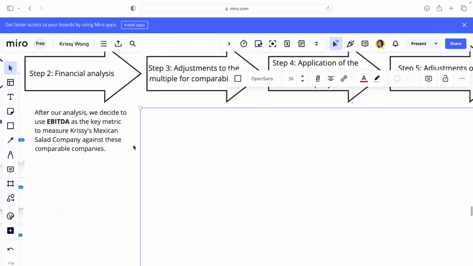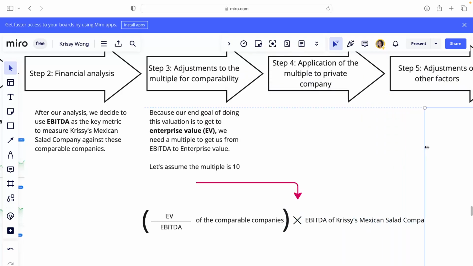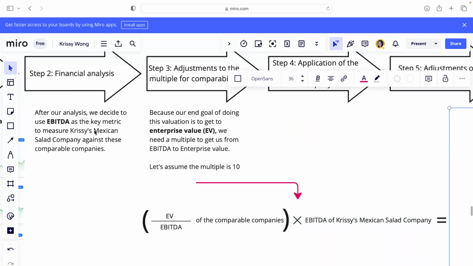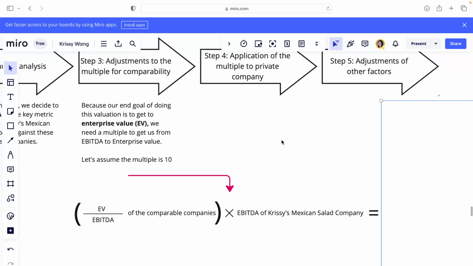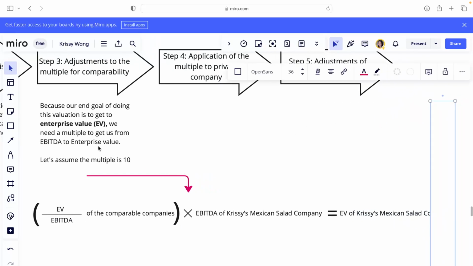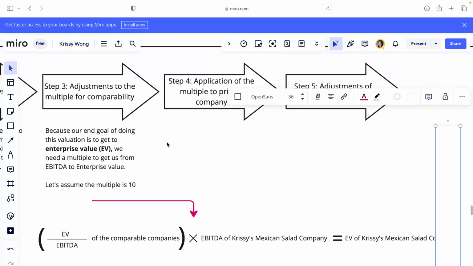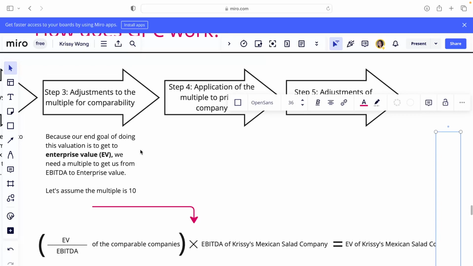Moving forward, we come to making adjustments to the multiple. We have decided that we have EBITDA, right? And now all we need is to find a multiple to get us to enterprise value, because again, whatever approach you're trying to perform, using different approaches like GPC or guideline transactions or discounted cash flow, your end goal is to calculate enterprise value, and you need a multiple to get you from EBITDA, which is the metric we selected, to enterprise value.